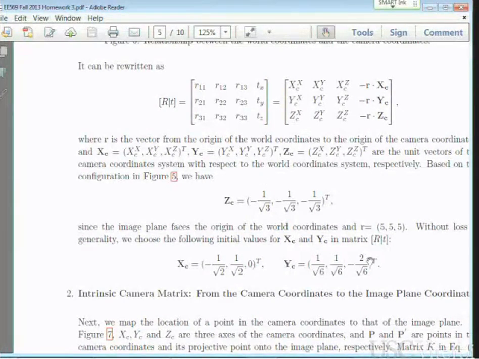So first, they are orthogonal. You have to check they are orthogonal to each other, and they are unit. And then finally, you check the determinant and see whether it's positive 1 or negative 1. Positive 1 means the correct right-hand rule.